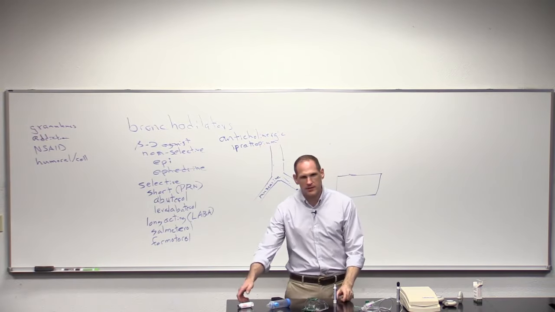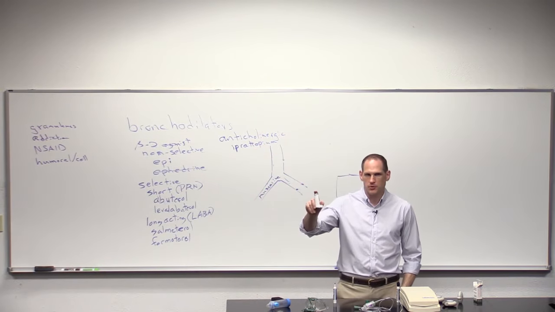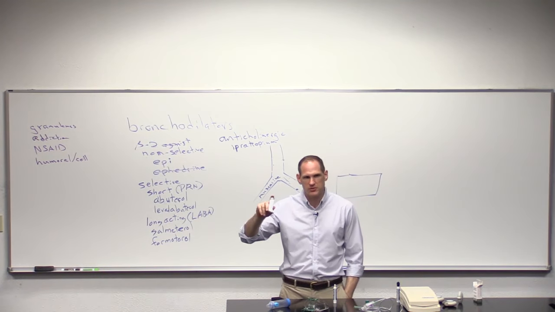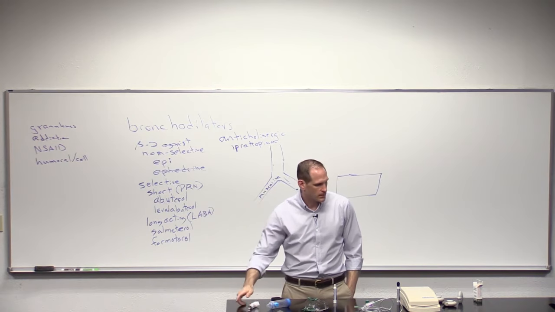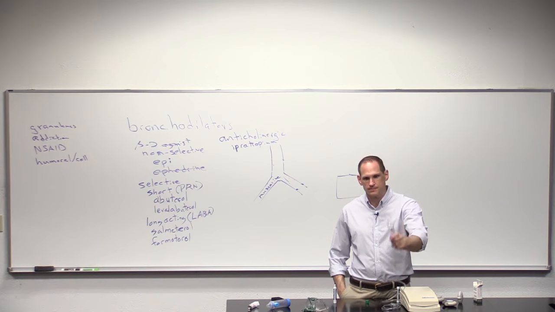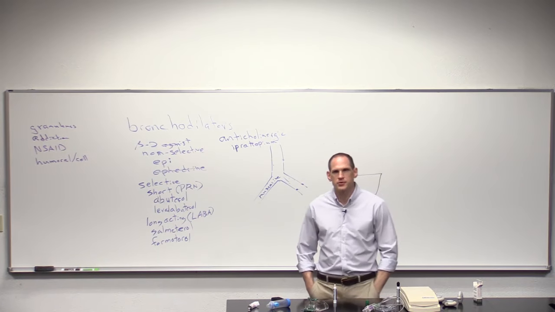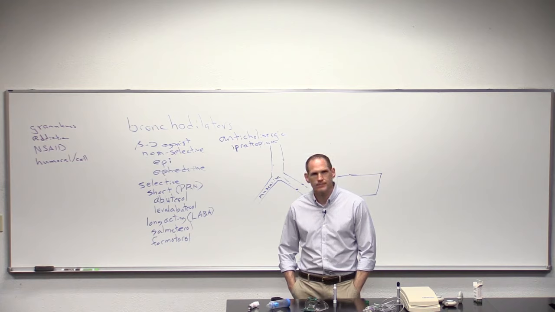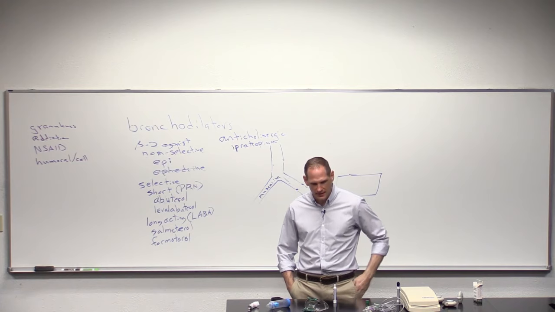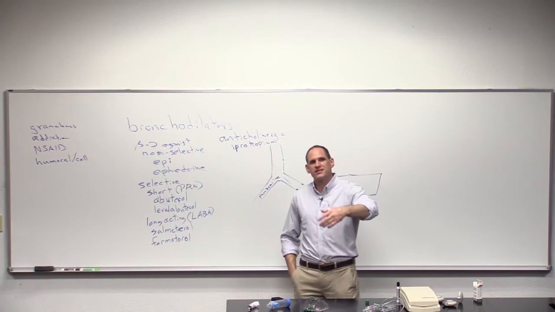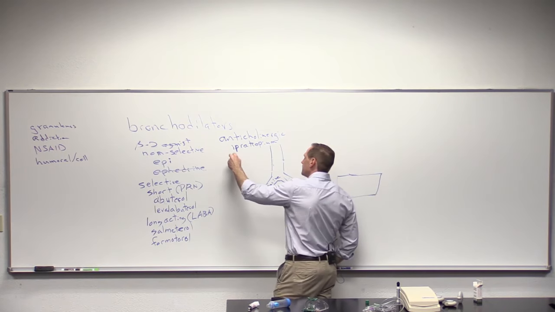Ipratropium is available in combination with albuterol in an inhaler called CombiVent. CombiVent can be used as a rescue inhaler because it's got albuterol in it. And then it can also be found in nebulizer. The drug by itself is called Atrovent. I'm not sure if it's available by itself as an inhaler, but I think it might be. But maybe it was pulled off after they did the whole long-acting beta agonist thing. So, ipratropium. Then I'm going to tell you another one, tiotropium.